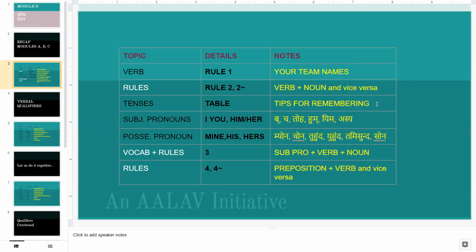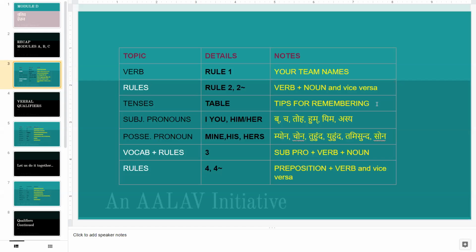Then in module B, we talked about tenses, the tense table. That's the only thing you need to remember in the language. You just need to know your verbs. As much as possible, try to get verbs from your parents or grandparents when you're talking at home. Ask, what is this verb, what does that mean? Coming in, going out, sitting down, eating, drinking. Just try to remember them.